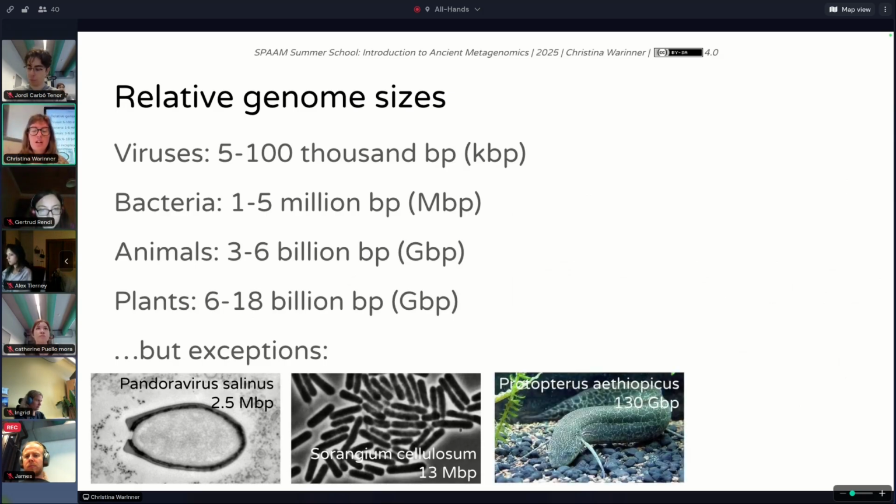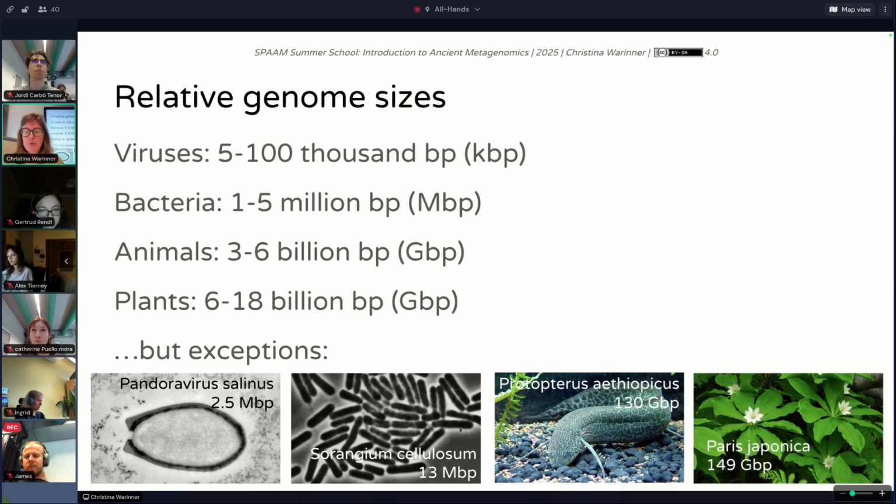The largest animal genome comes from Protopterus aethiopicus. I think it's a lungfish. It's 130 billion bases long. That's huge. It's like 40 times bigger than the human genome. And the largest plant genome, I think, sometimes people find plants that are bigger, but I think it's still Paris japonica, which is this tiny little plant that has a genome that's 149 billion bases long.